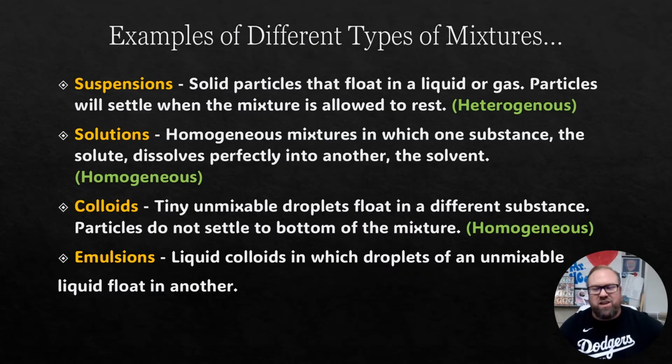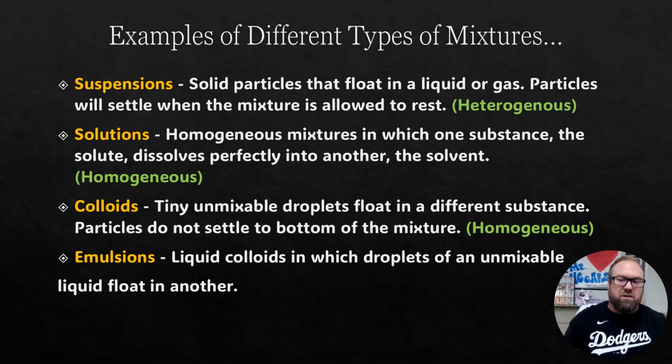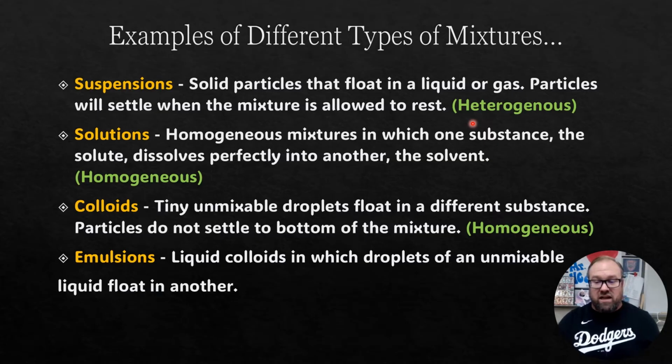All right, so we're getting close to the end of this first part of part one of properties of matter. What we're going to talk about now is different types of mixtures. When we talk about these types of mixtures, they have special names, properties, and classification features. But ultimately, we will think of each of these as homogeneous or heterogeneous. In the first one, we have what's known as a suspension. These are where solid particles float in a liquid or gas, and these particles will settle when the mixture is allowed to rest. Suspensions are classified as heterogeneous.